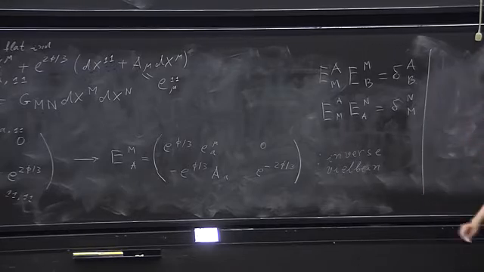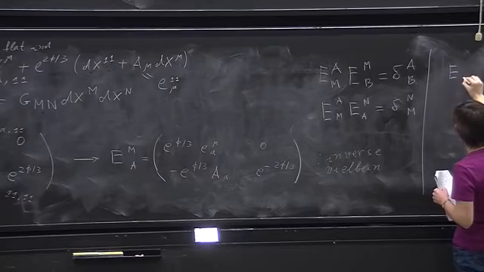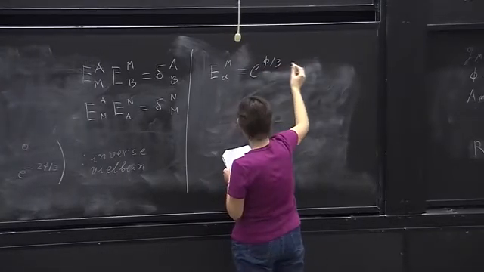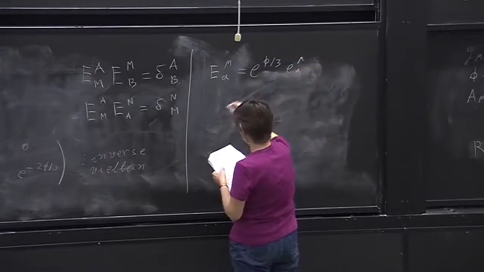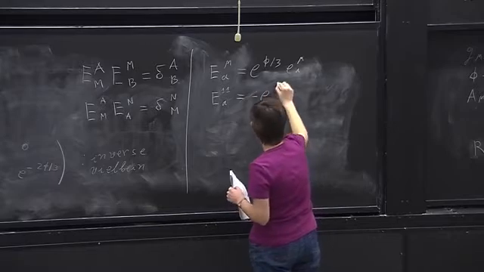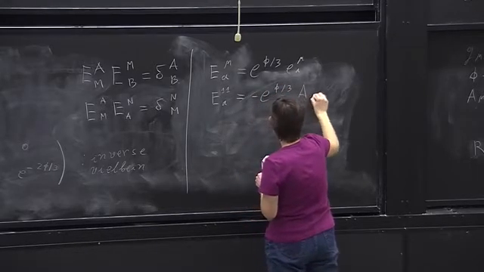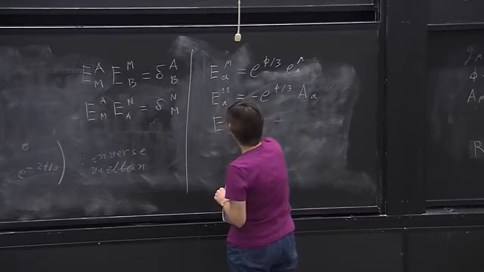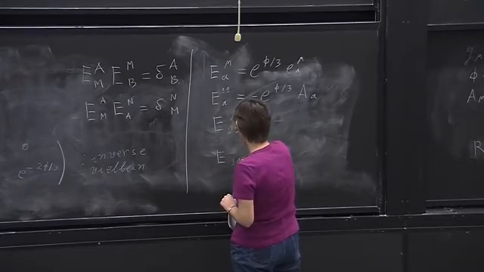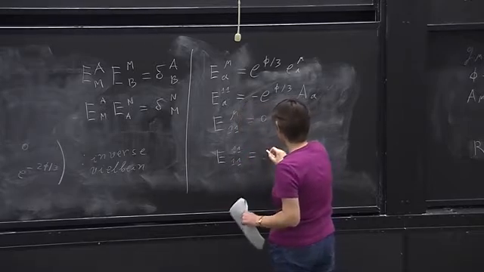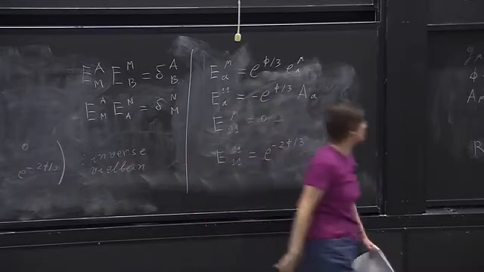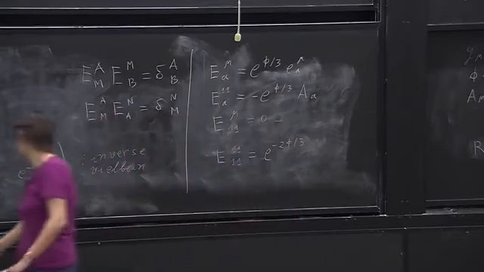Maybe to avoid any kind of confusion, let me just write the various components. So A mu is e to phi over 3 e A mu. A11 is minus e to phi over 3 A. A11 mu is 0, and 11 is e to minus 2 phi over 3. So these are the components of this matrix. That is the inverse vielbein.